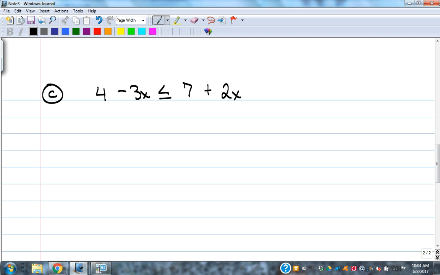A little bit more complicated inequality here, depending on how we work it, whether we'll have to flip the symbol or not. So what would y'all pick for your first step? I would subtract the 4 or the 2x, whichever one first. It doesn't matter which. That's going to give me negative 3x less than or equal to 3 plus 2x.